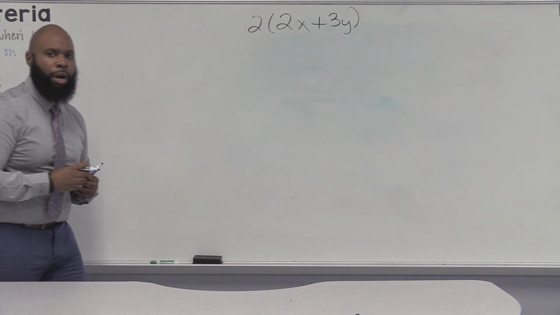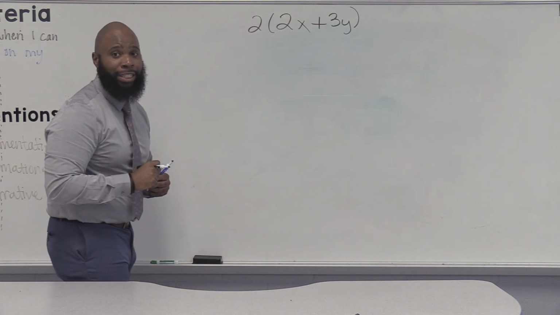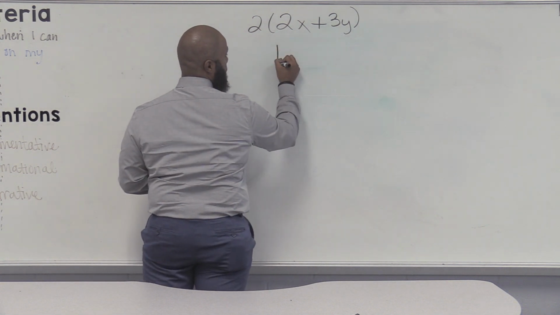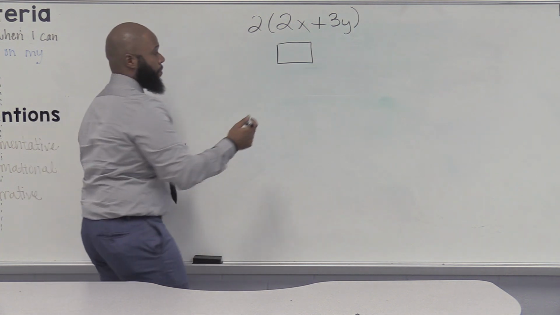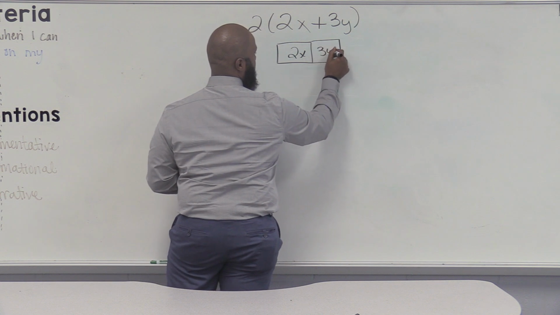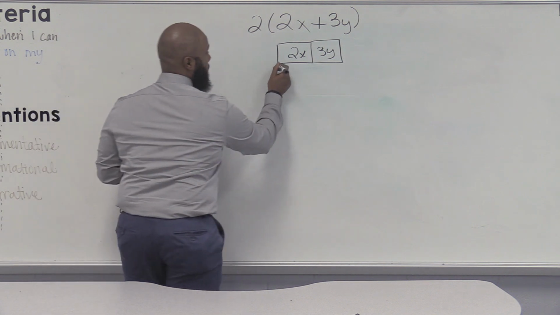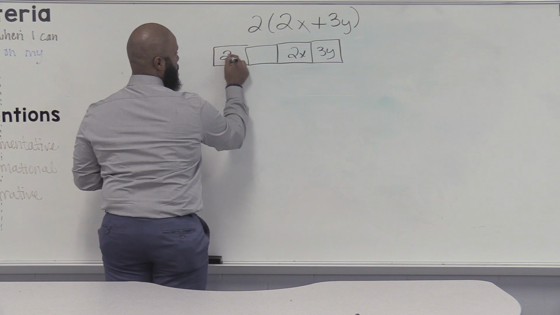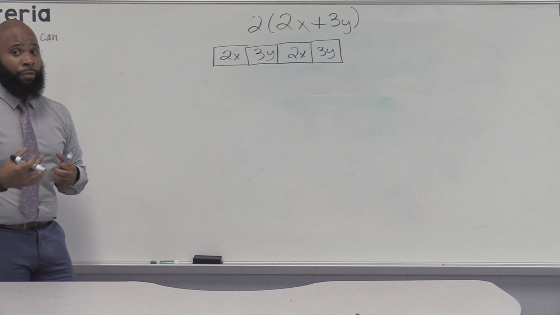Where do I start when I'm drawing my model? Correct, with my 2x and my 3y. So I know I have my 2x, my 3y. What does this mean again? That we're going to have to double this. So 2x and my 3y. Can I rearrange this anyway?